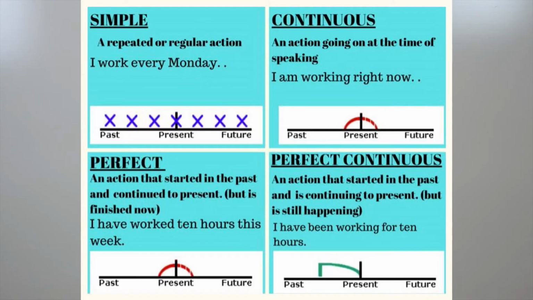Let's look at the basic comparisons of the 4 aspects of the present tense. On your screen, you will see a basic overview of the 4 aspects. You might want to pause the video and write this chart down. Notice that I've included a timeline to help you understand these aspects more clearly. Write the timeline down too.